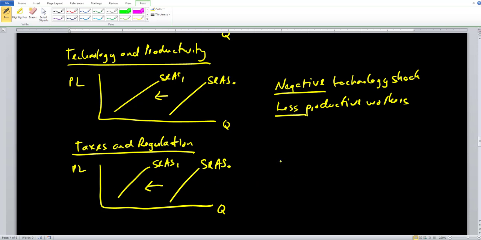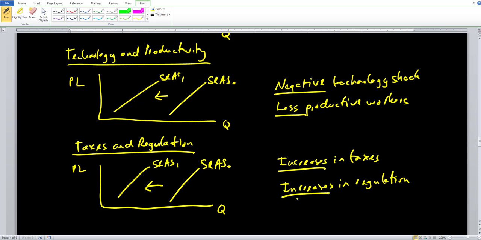Obviously, what has to happen to taxes for firms to want to supply less? It's going to be increases in taxes. So firms, corporations, they do not like taxes. The higher the tax rate goes, the less they are going to want to produce. And in terms of regulation, they also do not like regulation. So increases in regulation.